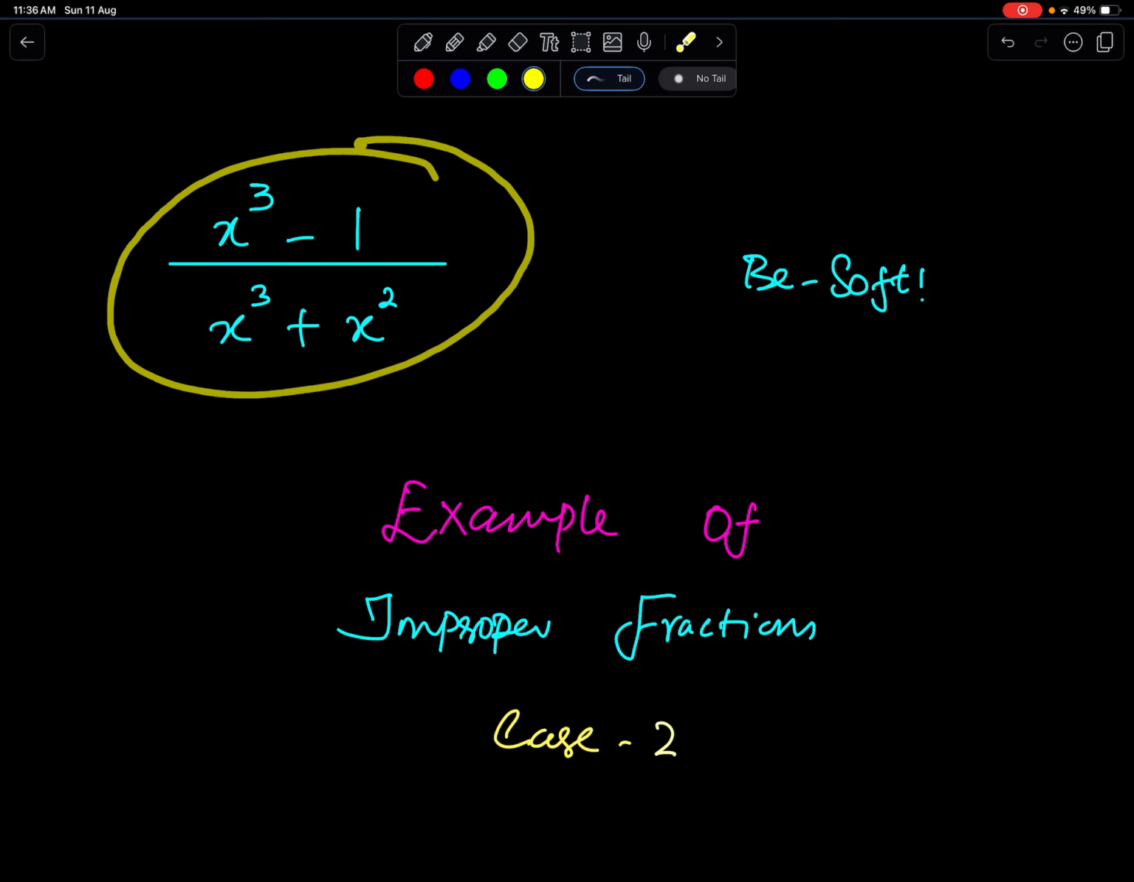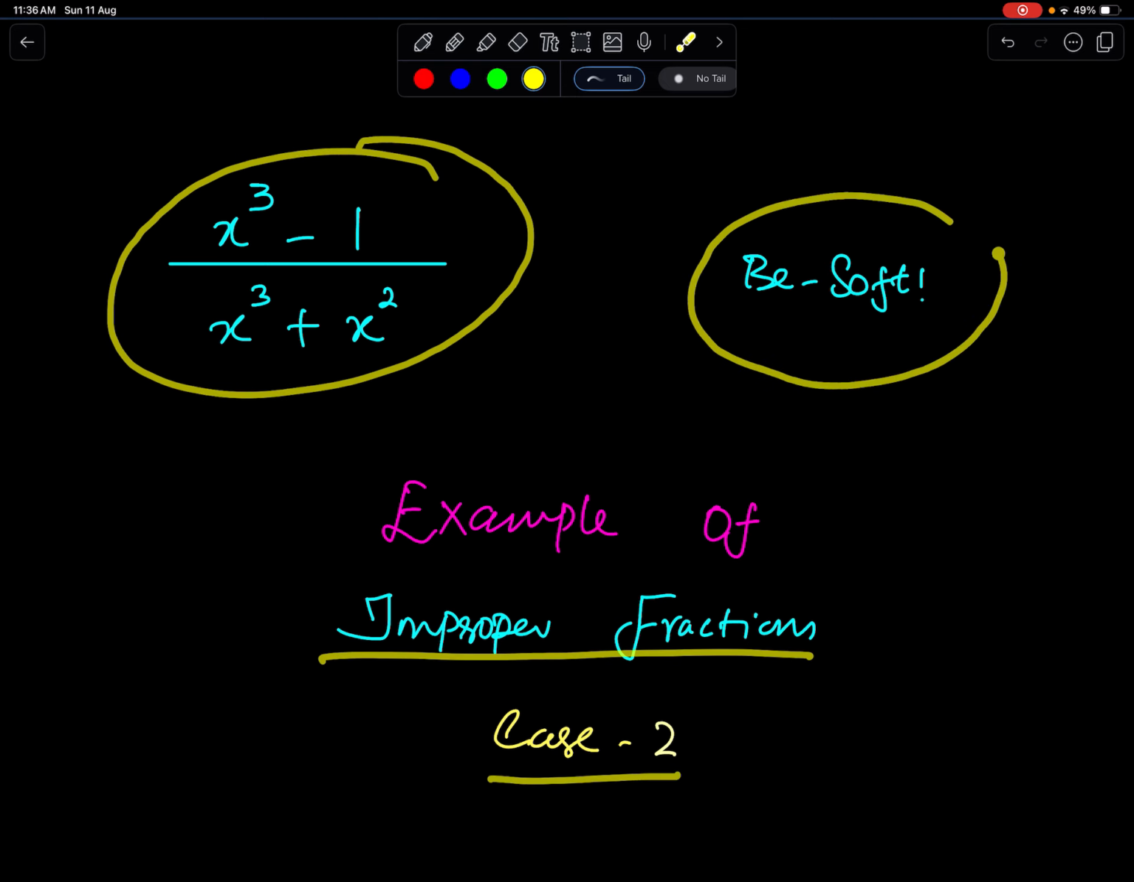This is an example question of improper fractions of case 2. An important advice: be soft.